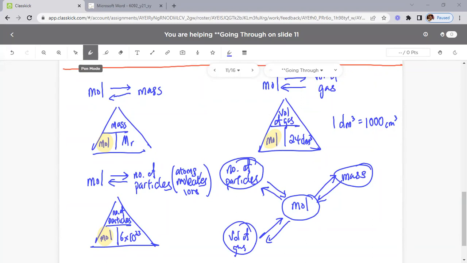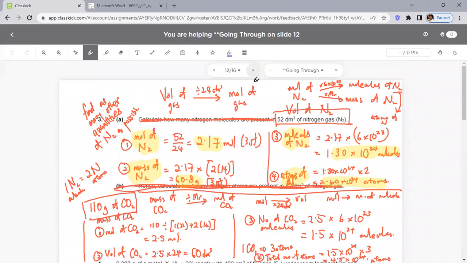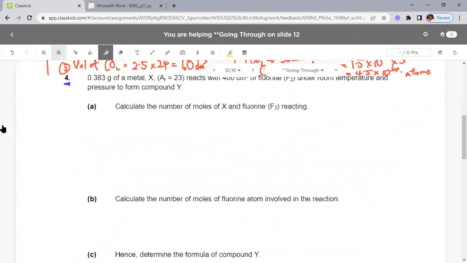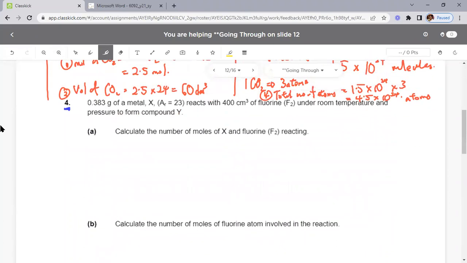As a warm-up for today, at the start of today's lesson, I want you all to try question 4, but I'm just going to run through a little bit of things first. So go to slide 12 now, slide 12. We're going to run through question 4 first.